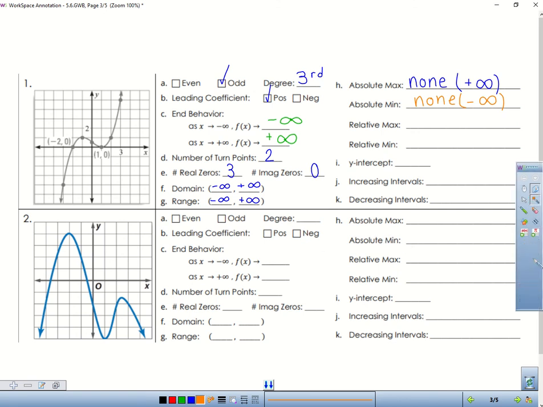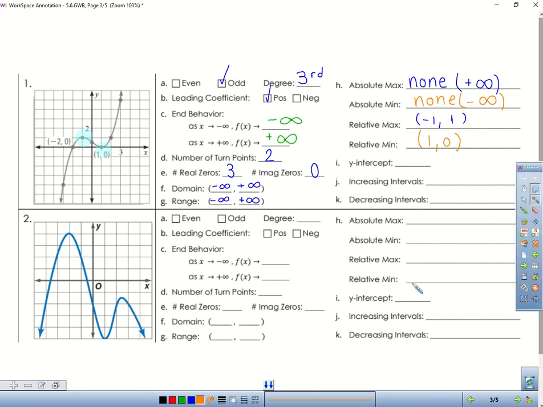But do we have any relatives? We do. We have two relatives, right? We have a relative max and a relative min. The relative max, anyone know the coordinates of that? Negative 1, 1. Good. Everyone agree with that and understand how I found it? It's just like the little hills on the roller coaster. You see it? And then 1, 0. Good. Relative maxes are the tops of the hills. Relative mins are the valleys. Okay?